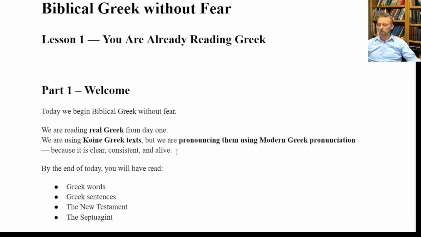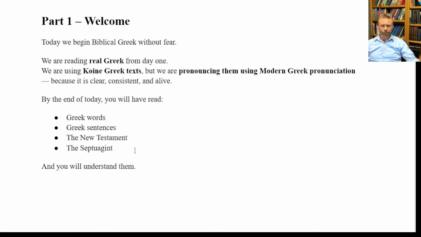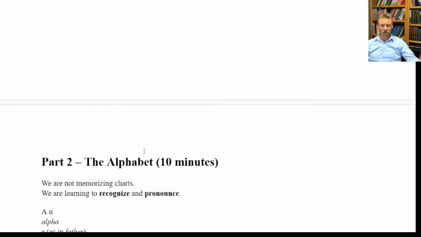In Biblical Hebrew, I actually teach from modern Hebrew first and lead us into Biblical Hebrew. Here we're only dealing with the ancient Greek of the New Testament and the Septuagint, but we're using modern Greek pronunciation. So by the end of today, you will have read Greek words, Greek sentences, a portion of the New Testament, and hopefully we'll get to look at the Septuagint. Some people will say Septuagint, either one is fine. And you're going to be able to understand them. So it's a little ambitious, but we're going to do it.